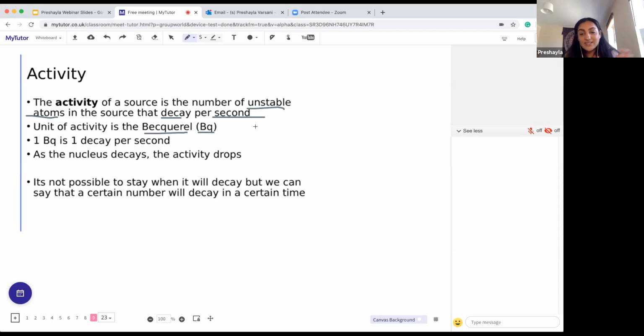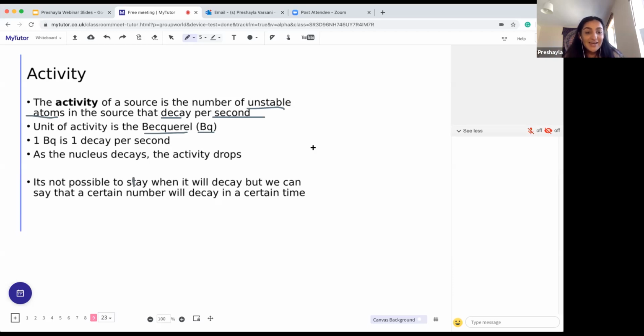And as the nucleus decays, the activity drops. So as the nucleus decays more and more, the activity drops. We get fewer decays per second than we did at the beginning of the decay of the nucleus. But one thing that is really important with activity is that it's not possible to say when it will decay.